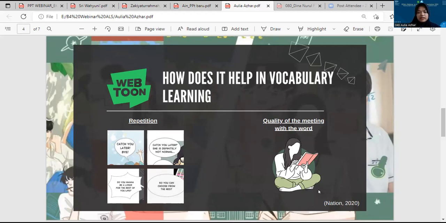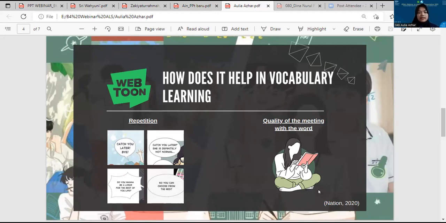As you can see on the screen here, I screenshot some panels on Webtoon. There are some repeated words. The more repetition you get, the easier it is for you to memorize the word.